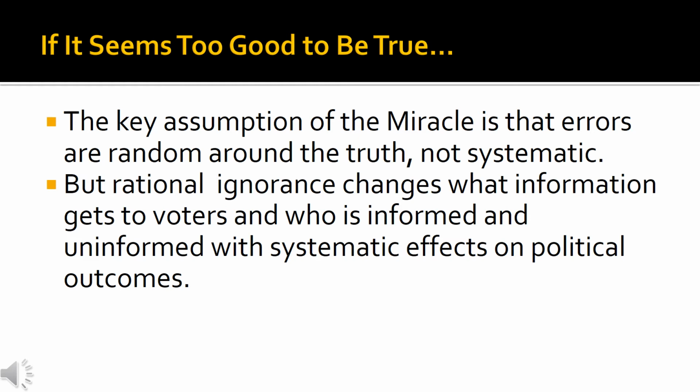So with rational ignorance, whether we can select the best outcome changes based on what information gets to voters, who within the whole pool of voters is informed versus uninformed, and whether these errors are systemic or random.